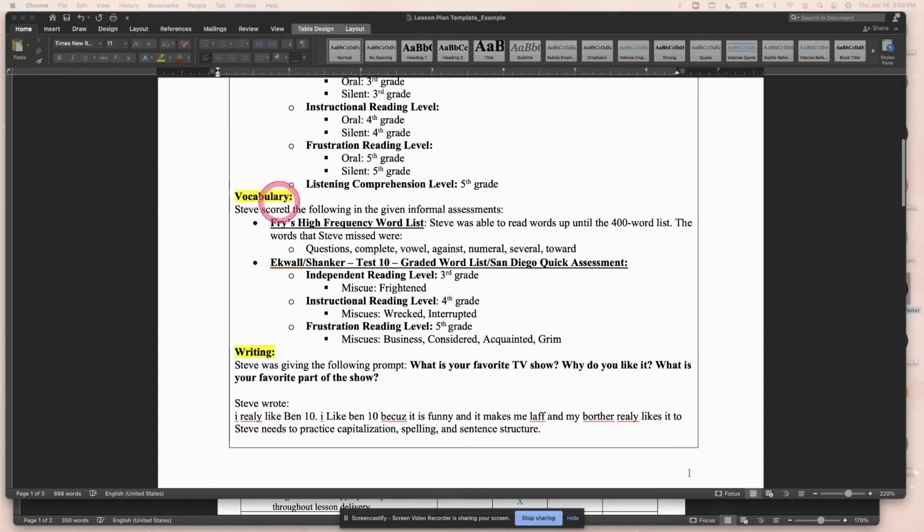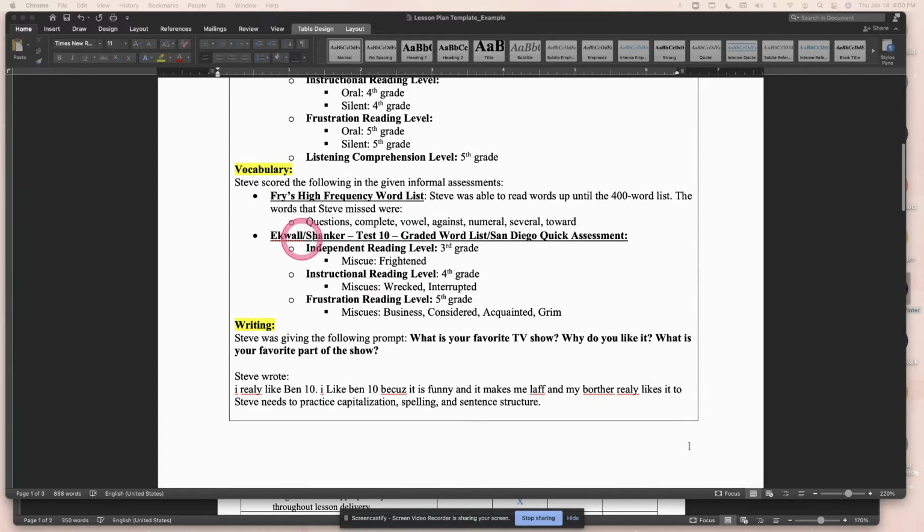For the vocabulary section, I did the same thing. I wrote down the test that I administered, any tidbit. For example, here I wrote that they read up until the 400s within the word list, and I wrote down the miscues. Because now these miscues are words that I can use as vocabulary words to practice. I also wrote down what I got for the graded word list, because this is going to give me a good idea of what vocabulary words need to be taught and what grade level my student is reading at. Okay. So I wrote the independent, instructional, and frustrational level, and I wrote the miscues within each section.